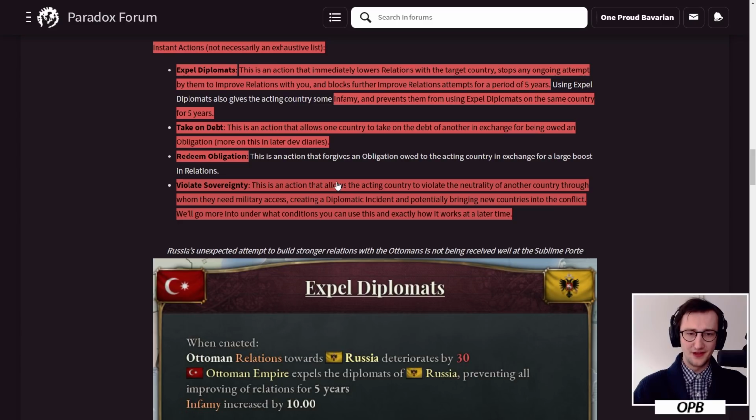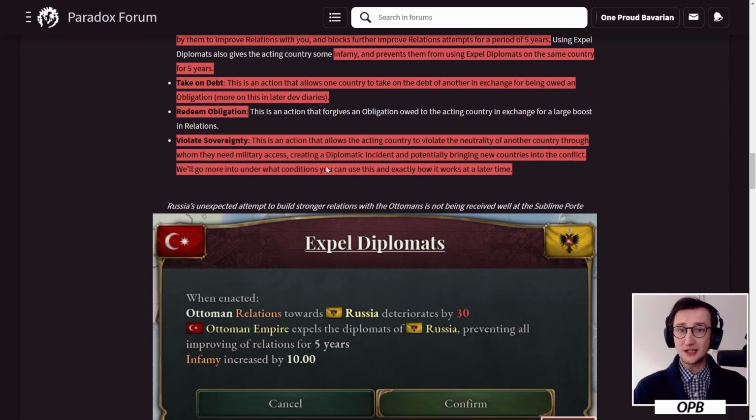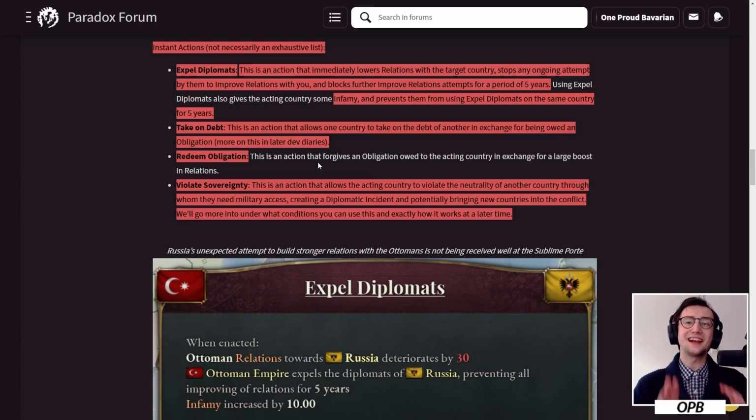Redeem obligation. This is an action that forgives an obligation owed to the acting country in exchange for a large boost in relations. Yeah, again, if you forgive a hook, for example, in CK3, if you forgive somebody, then they will say, I like that, but alternatively, you could also blackmail them. Really cool, though, that we have this option. This is clearly an expanded system. And also, I do want to mention, I sort of glossed over that, but take on debt is pretty interesting.